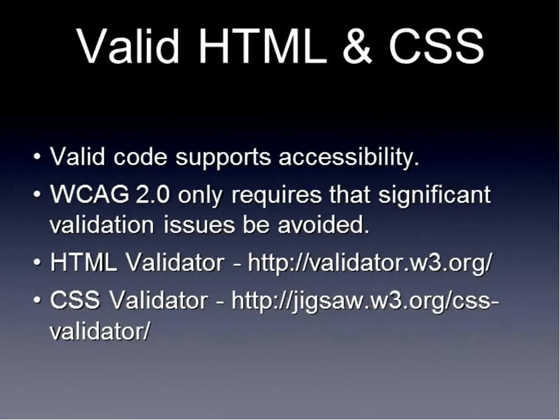You can have a web page that's perfectly valid HTML and CSS that's totally inaccessible. On the other hand, you could have an accessible page that has invalid code. That happens all the time. But just know that the valid code supports accessibility. So it's a good idea to test it. Now, WCAG 2.0 does not require perfectly valid standards compliant code. It only requires that you don't screw up too bad. It kind of identifies significant validation issues, things that might impact accessibility, as being failures in WCAG 2.0.